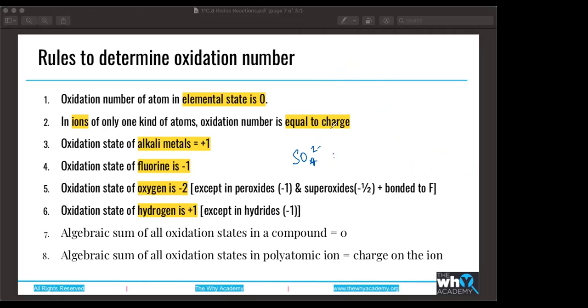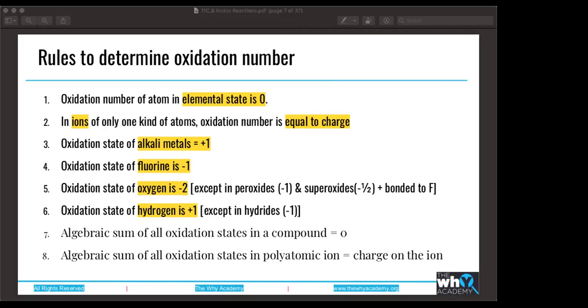So oxygen is -2, and there are 4 of them, so it becomes -8. I mean, there's a 2 minus charge. Yes. So we don't know what sulfur's oxidation state is. 4 oxygen, each having -2, so that's a total of -8. Overall charge should be equal to -2 because it's sulfate ion. So once you solve this, you get x equal to +6.